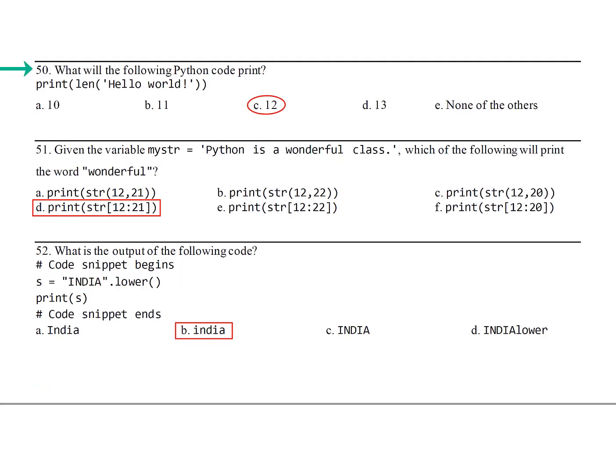What will the following Python code print? It prints the length of hello world, which is 12 characters, easy to count out. 1, 2, 3, 4, 5, 6, 7, 8, 9, 10, 11, 12. My string: Python is a wonderful class.